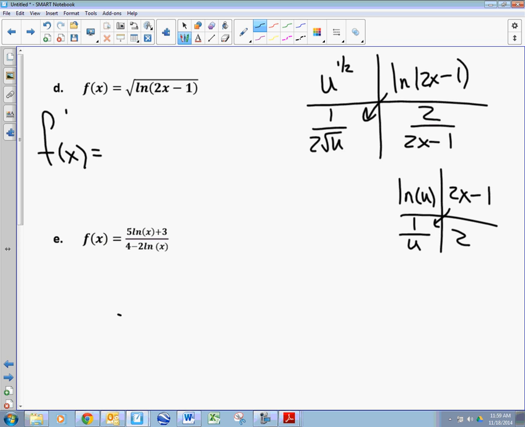So now we're going to multiply these together. What happens to the 1/2 and the 2? Those will cancel. Yep, just a 1 on top. And you end up with the square root of u. The square root of what is u? Natural log of 2x plus 1. Times 2x minus 1. That's your answer.